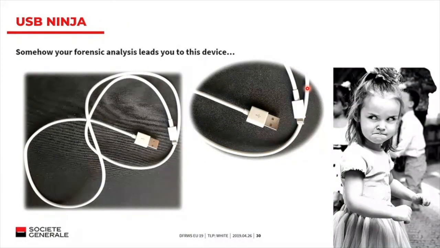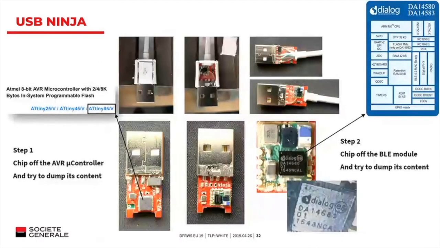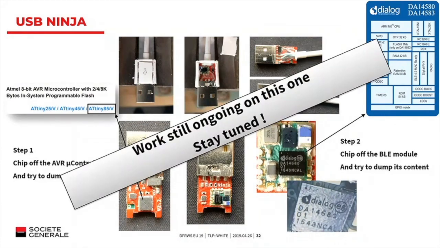Now, if we speak about the USB Ninja, if we keep the same process, somehow your forensics analysis leads you to forensics this device, but in this case, it could be more complicated to access the hardware. Basic rule: tear down everything again. This one is quite tricky. We need to bring out the big guns, and you need to open it to access the internals, try to dump the microcontroller for data analysis, and do the same thing for the Bluetooth modules. And we are still working on this one, so stay tuned.